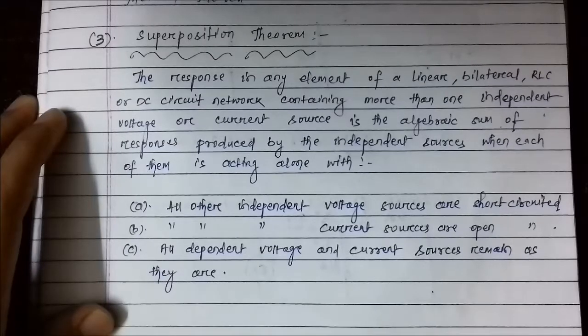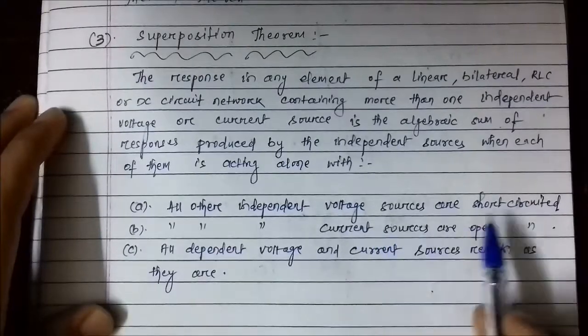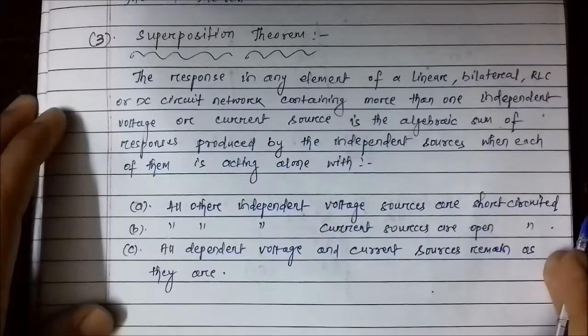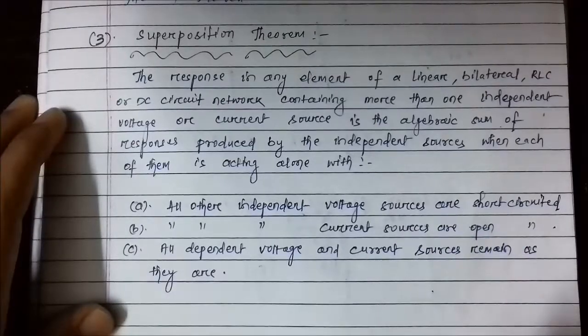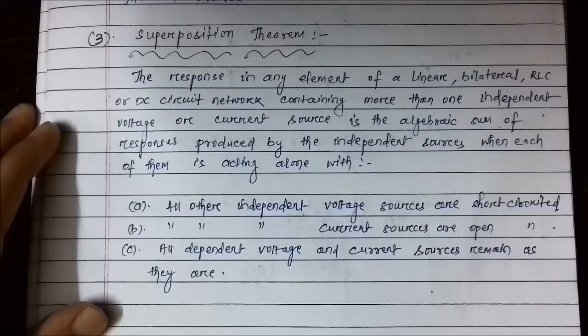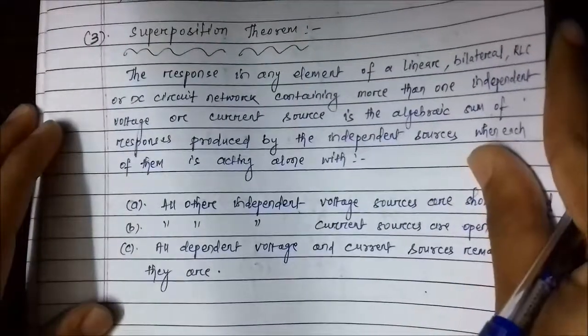So when we consider only one of the independent sources, the other independent sources, voltage sources or current sources, are deactivated. The voltage sources are deactivated by short circuiting them and the current sources are deactivated by open circuiting them. The dependent sources are not touched. The principle is the same as that in the Thevenin and Norton theorem. Okay, let's do an example to understand this theorem in a better way.